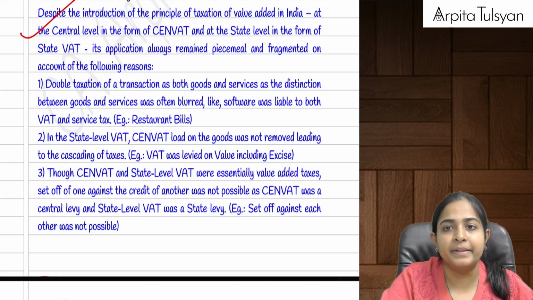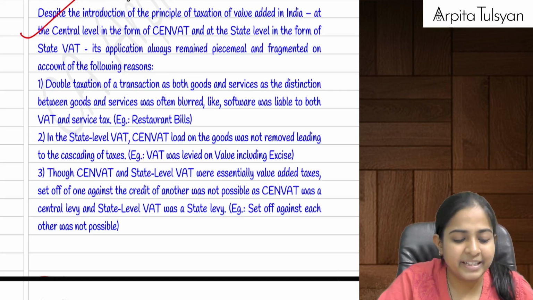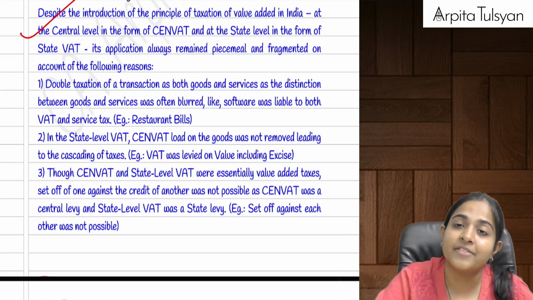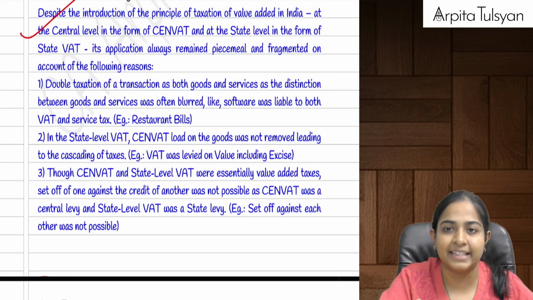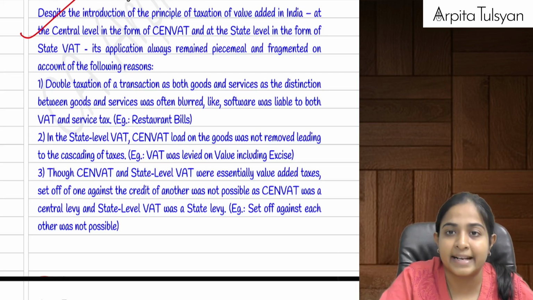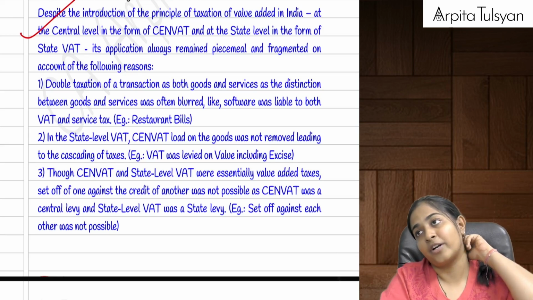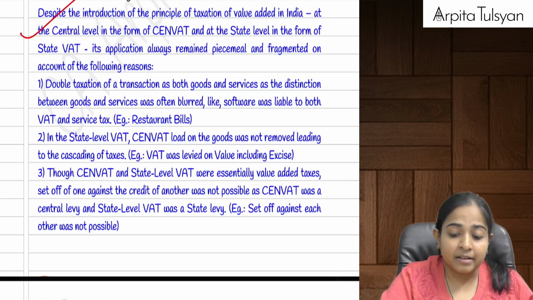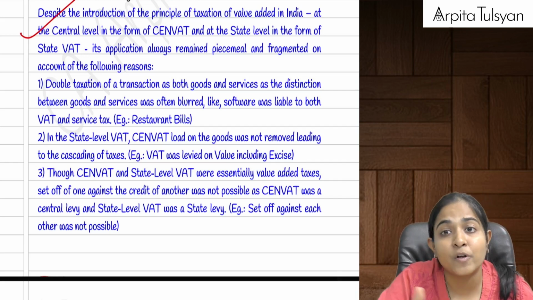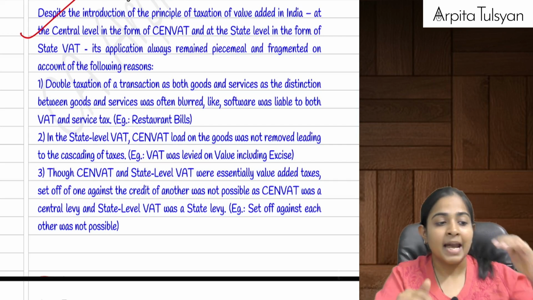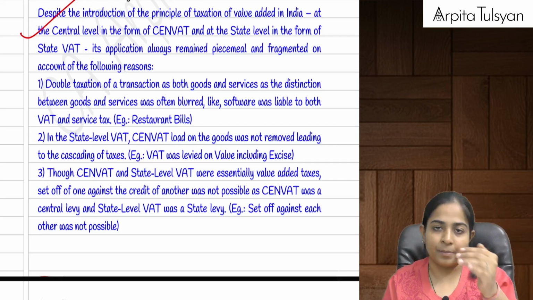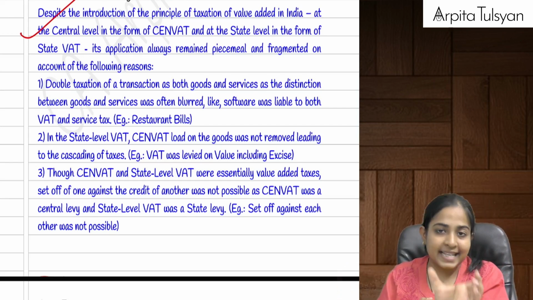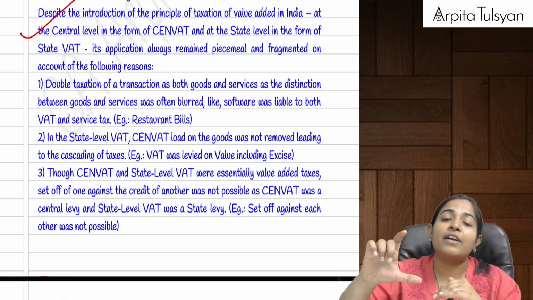Now, what was the problem there? There were some transactions on which VAT was applicable, plus service tax was also applicable, so it was getting a hit of both. Example, restaurant. Earlier when you went to a restaurant, VAT was applicable, plus service tax was also applicable. Then there were certain items on which VAT was applicable, plus excise duty was applicable. First excise duty was applicable on a particular manufacturing, on the value of goods, and then on this total value, VAT was also applicable.